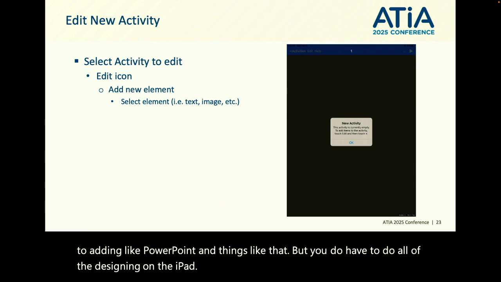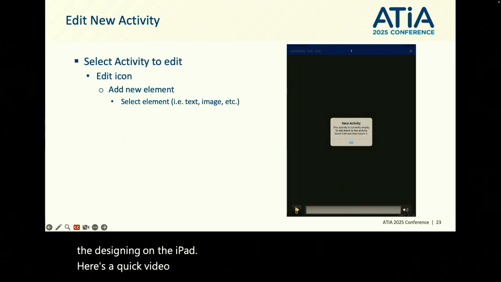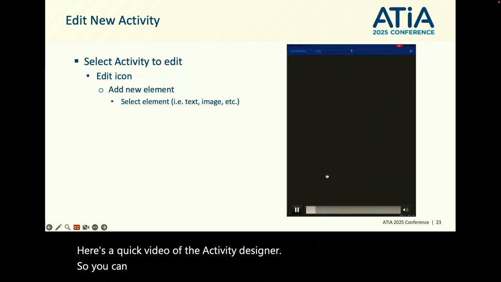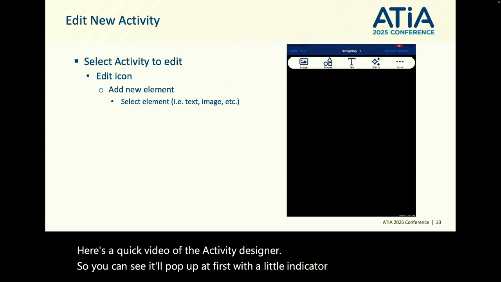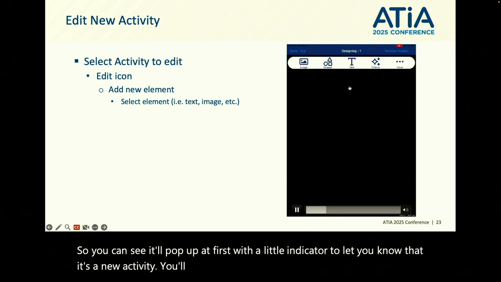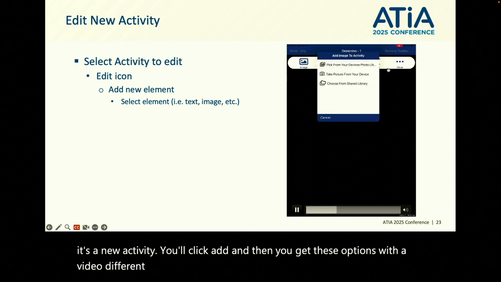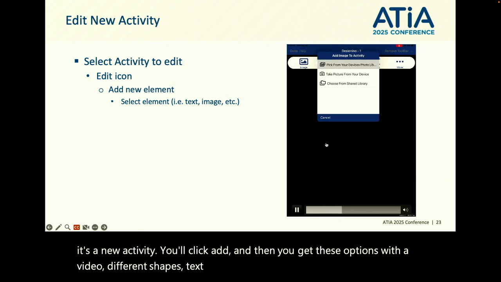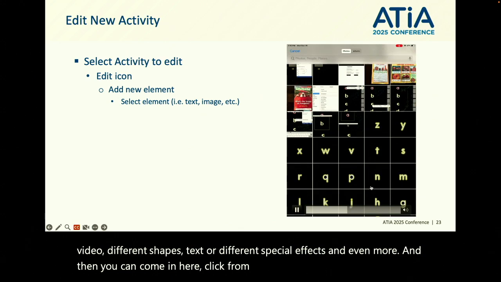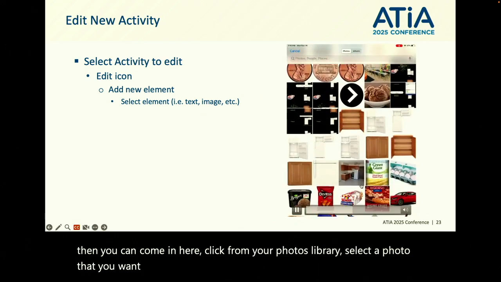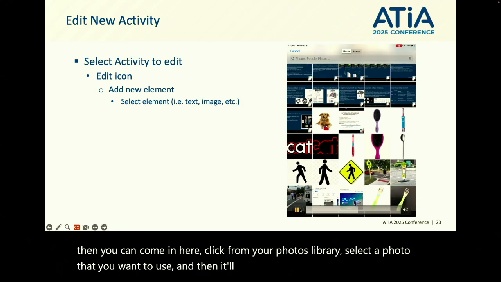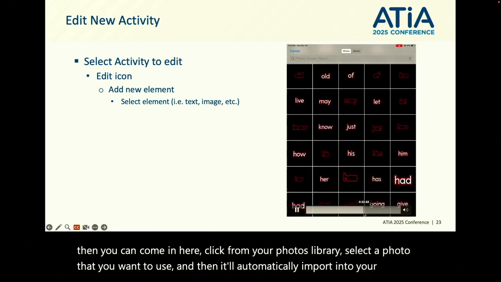Here's a quick video of the activity designer. So you can see it'll pop up at first with a little indicator to let you know that it's a new activity. You'll click add, and then you get these options with a video, different shapes, text, or different special effects, and even more. And then you can come in here, click from your photos library, select a photo that you want to use, and then it'll automatically import into your activity for use.